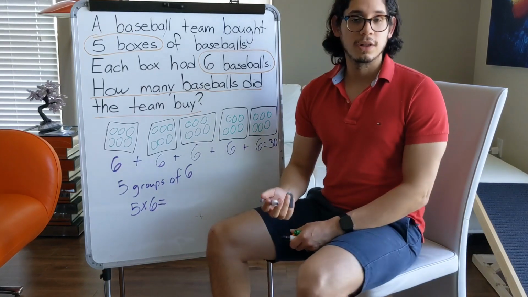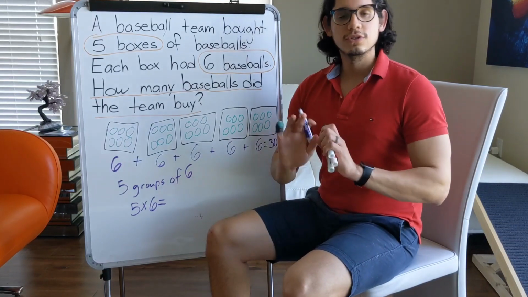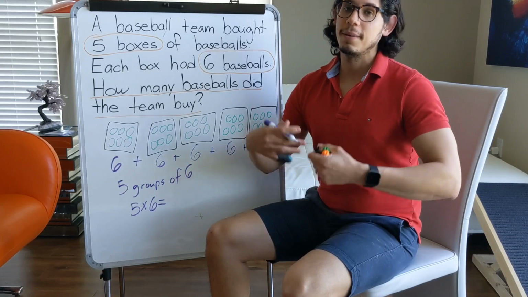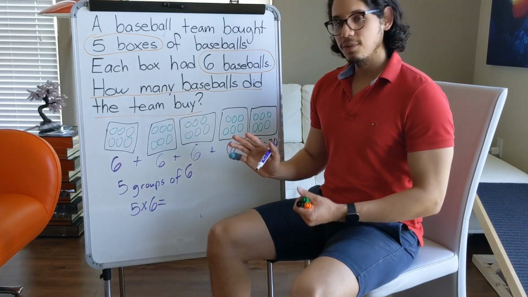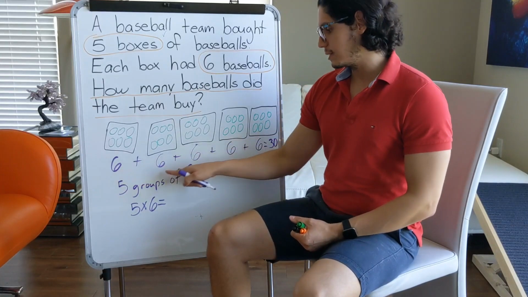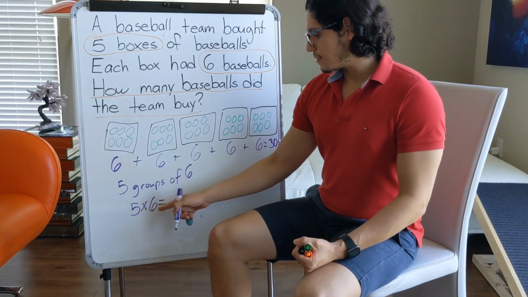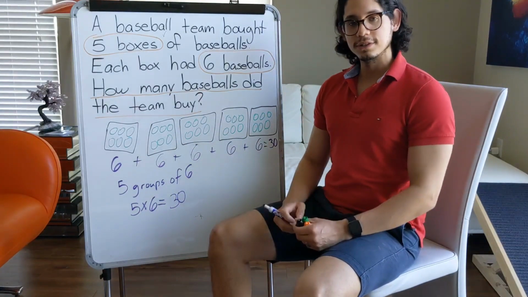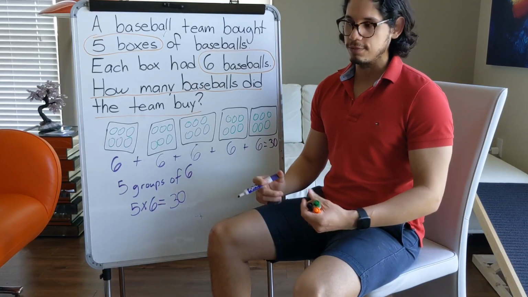Now when we're dealing with small numbers like this, it's easy to count the baseballs. But don't get used to it, because in 3rd grade, you're going to learn how to multiply bigger numbers that aren't going to be so easy to count. So I really want you to get used to the repeated addition or the skip counting. Okay? 5 times 6 is indeed 30. So how many baseballs did the team buy? The baseball team bought 30 baseballs in all.